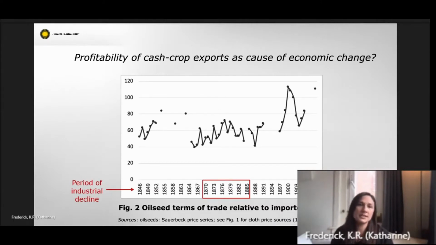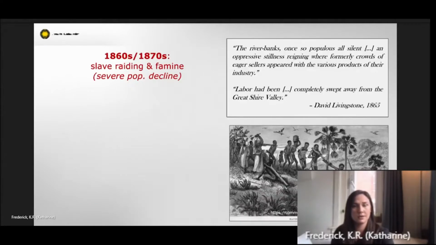So when we look at this data, it seems that neither cloth imports nor high potential profits from cash crop exporting was driving the significant economic changes that we see in the valley during the last quarter of the 19th century. And of course, to understand this, as I will show you, we need to look at local environmental and also demographic changes that occur in the region. All right, so let's have a look at what happens.